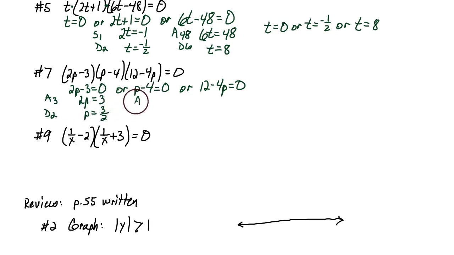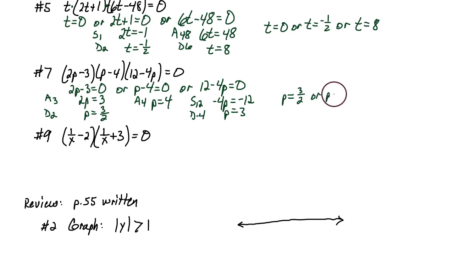Here in the middle, let's add 4 to both sides. And we get p equals 4. Over here on the end, let's first subtract 12. We get -4p equals -12. And then divide by the coefficient of -4. So we get p equals 3. Now let's put all these results together. P could equal 3/2, or P could equal 4, or P could equal 3. There are 3 possible solutions to this question.